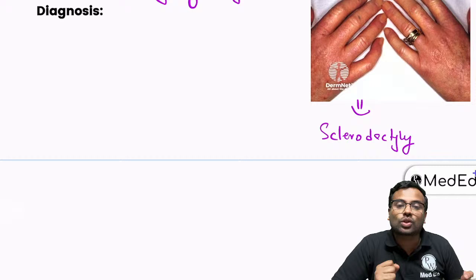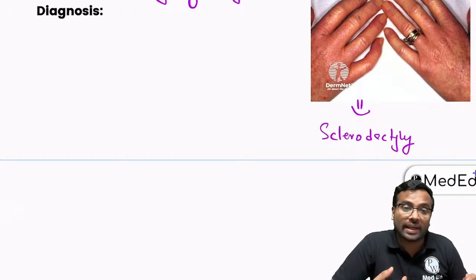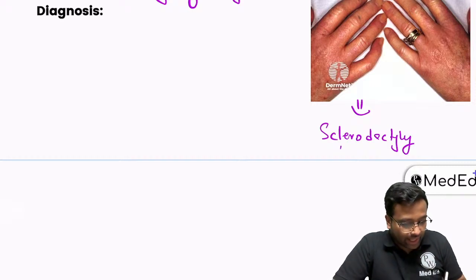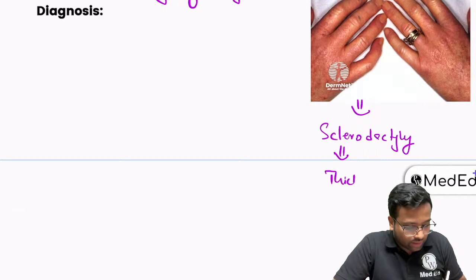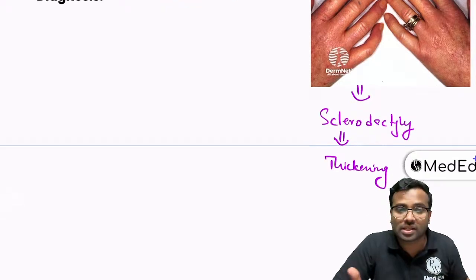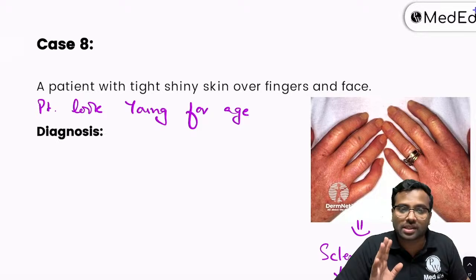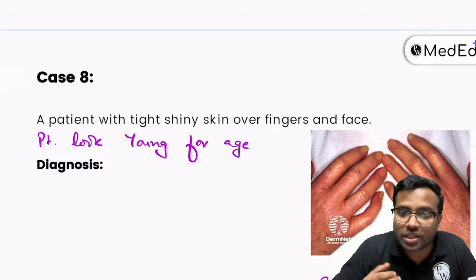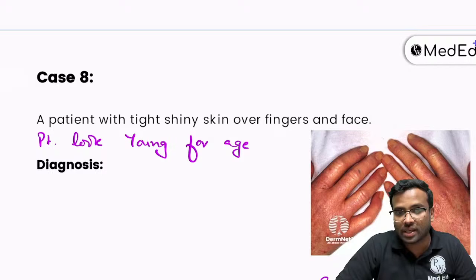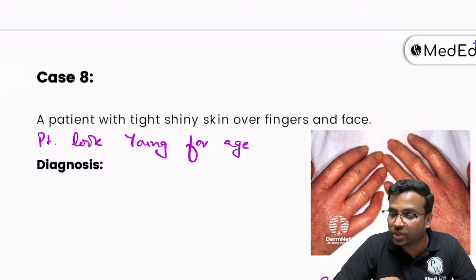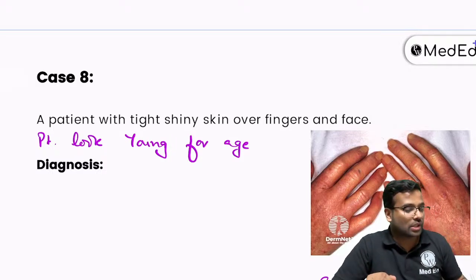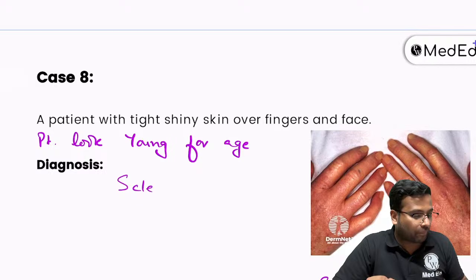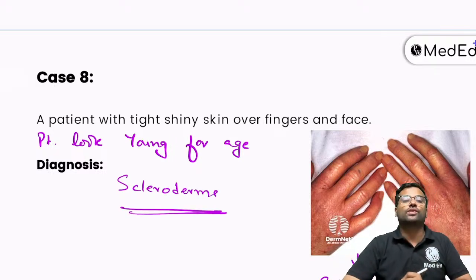So here this is called sclerodactyly. Sclero means thickening, and dactyly obviously means fingers. So thickening of the skin of the fingers is called sclerodactyly, and there is a similar change over the face as well. So what is the ultimate diagnosis here? Anybody? This should be scleroderma. So this can be a case of scleroderma.